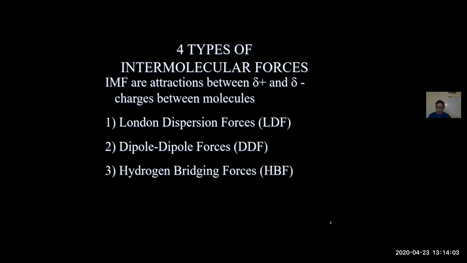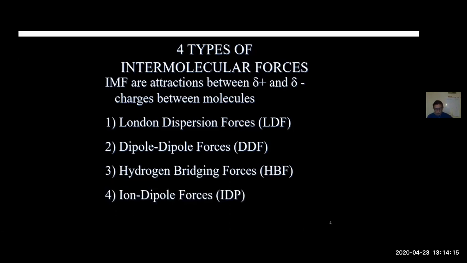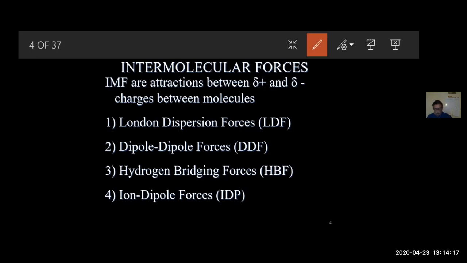And finally, we have number 3, which we call hydrogen bridging. You also will see the name hydrogen bonding. They're both the same. They're trying to use a new naming for bridging for this particular force, but the rest of the world is still using hydrogen bonding forces.